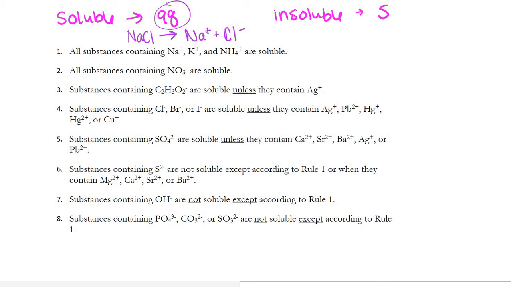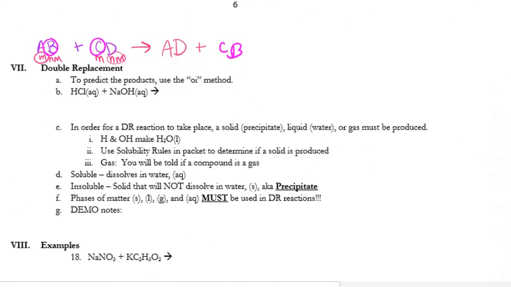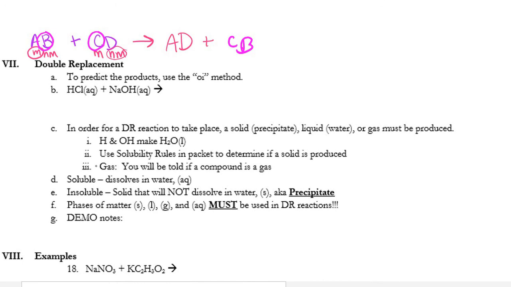Aqueous means something's dissolving. So we're going to use this chart to help us figure out if a reaction occurs. If both of our products are soluble, meaning aqueous, that means that there is no reaction. So if both products are aq, that means no reaction takes place. We would not see bubbles. We wouldn't see a solid, a liquid, a gas form. Everything's just dissolving in water, and that's all that's happening.